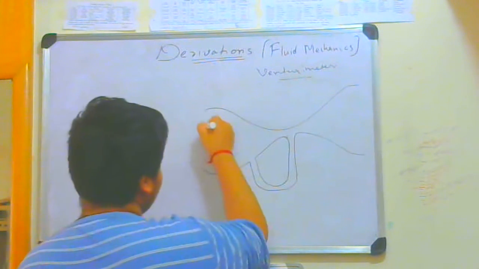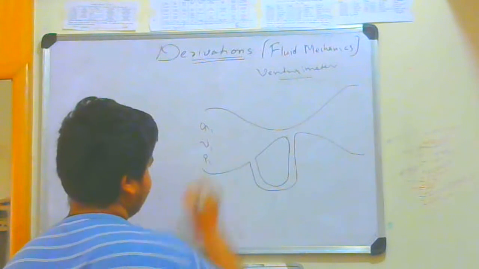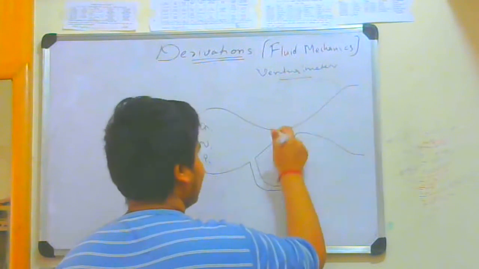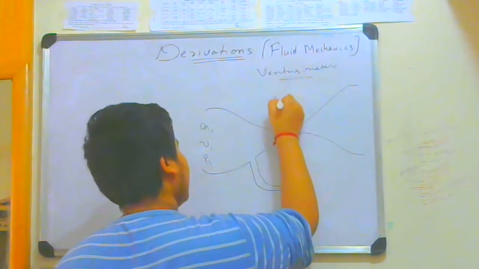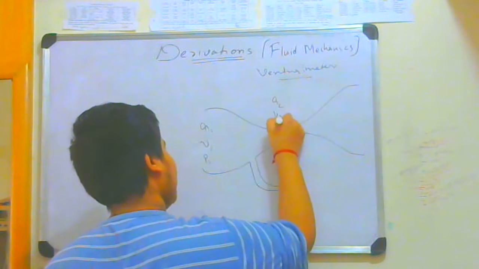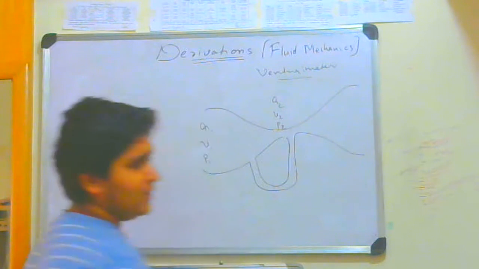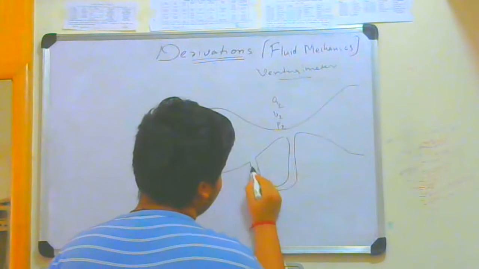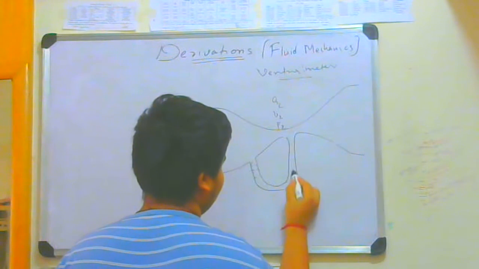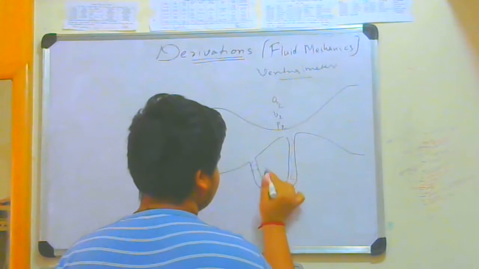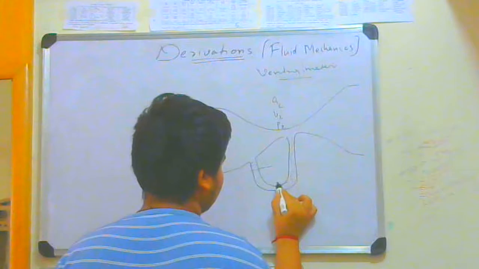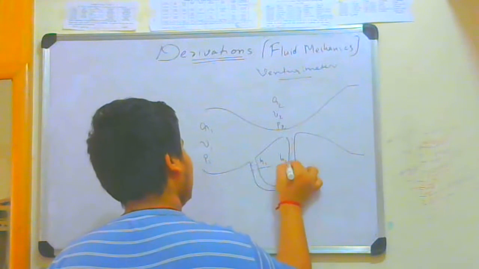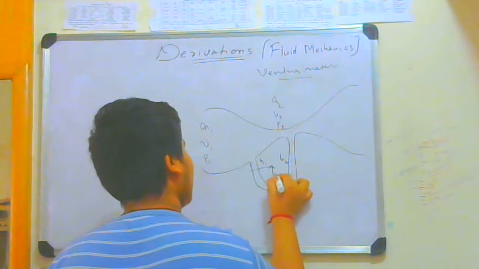Here my area is A1, velocity V1, pressure P1, at this point. Here my area will be A2, velocity V2, pressure P2. Velocity increases and pressure decreases as area decreases. Some water will come up here and some water will also flow here, okay? This will be my height H1, this will be my height H2, and the difference between the two will be h.